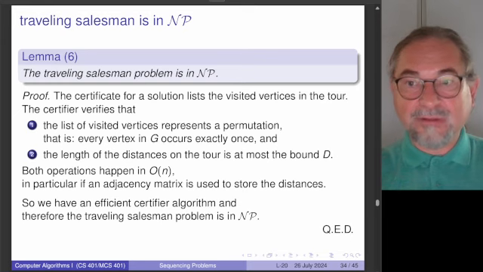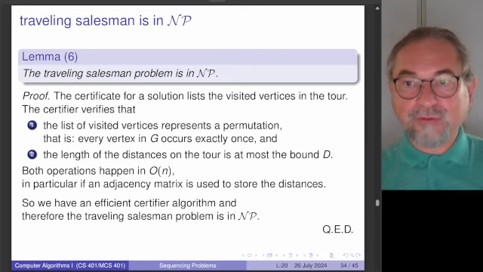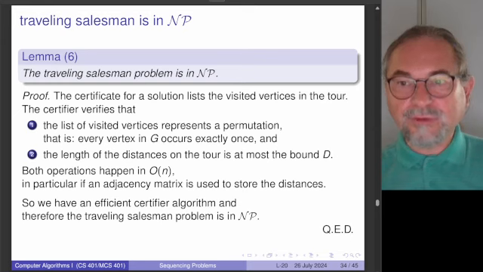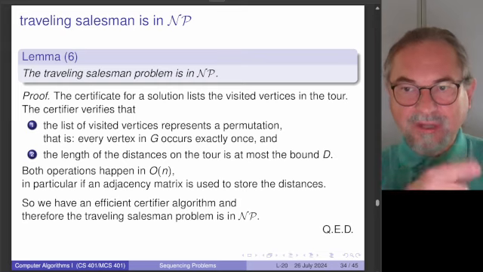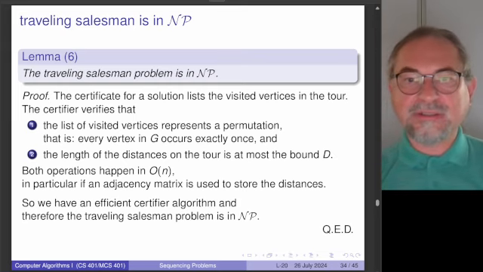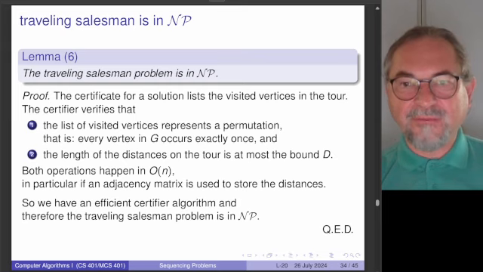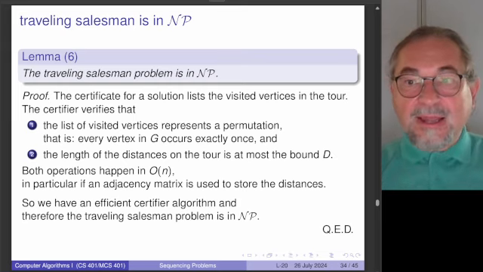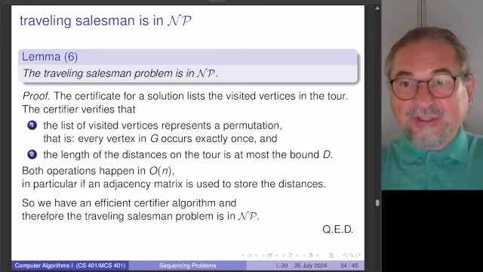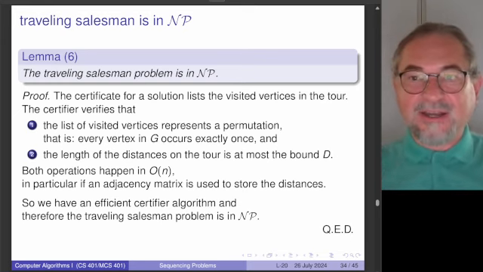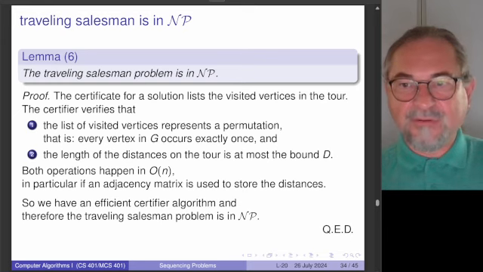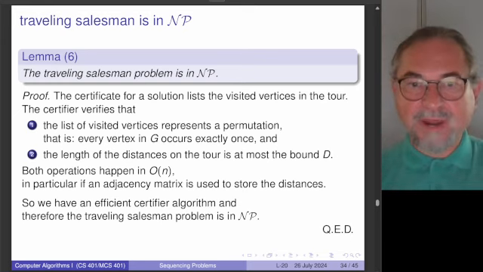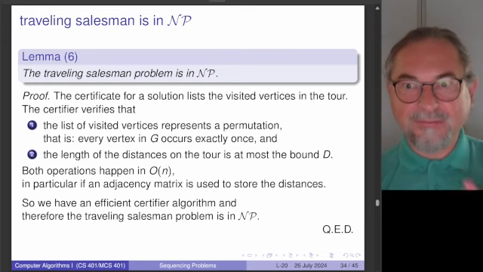That can be done in time proportional to n. You just have to keep track of which cities you visited as you go through your list of vertices. And at the same time, you can add up the distances between two consecutive vertices and see at the end if the length of that tour is bounded by that bound D.